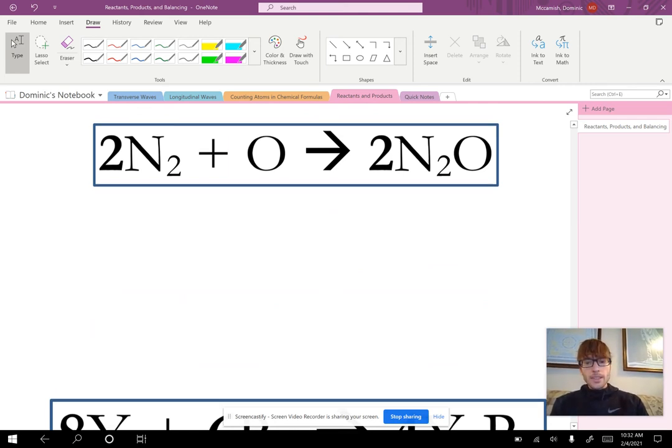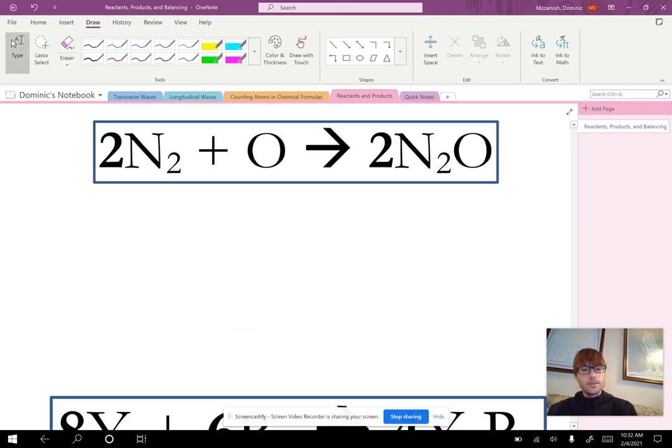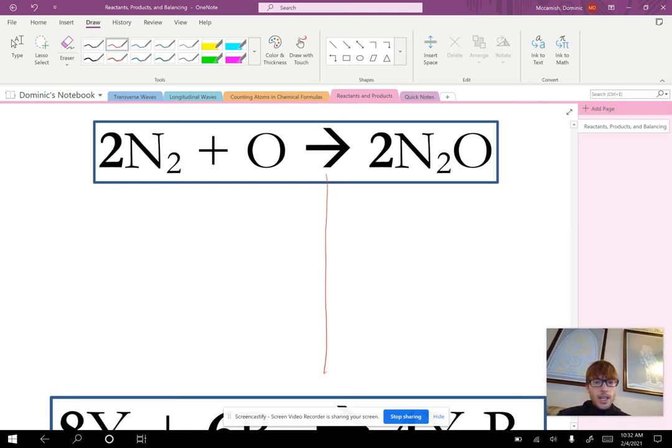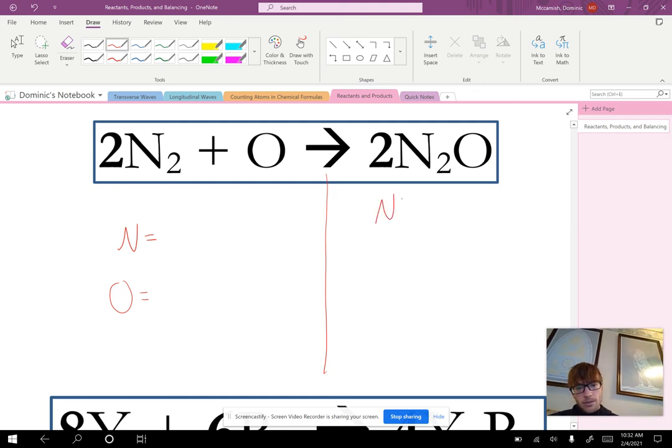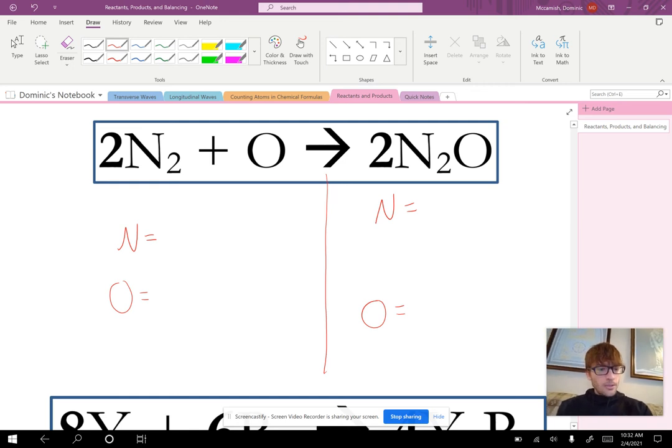All right, now you're also going to see them in this form. In fact, this might be the kind that you use most. All right, so let's do this. Here's our arrow. So I'm going to draw my line. Okay, so we've got the reactants on the left and the products on the right. And it looks like we have 2 different elements: nitrogen and oxygen. Okay, so then remember we've got our coefficient here. This is a coefficient, and we've got a subscript here.